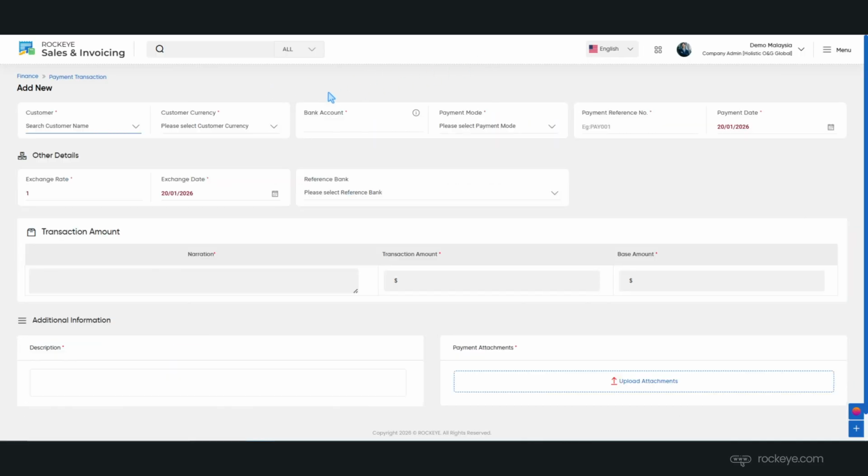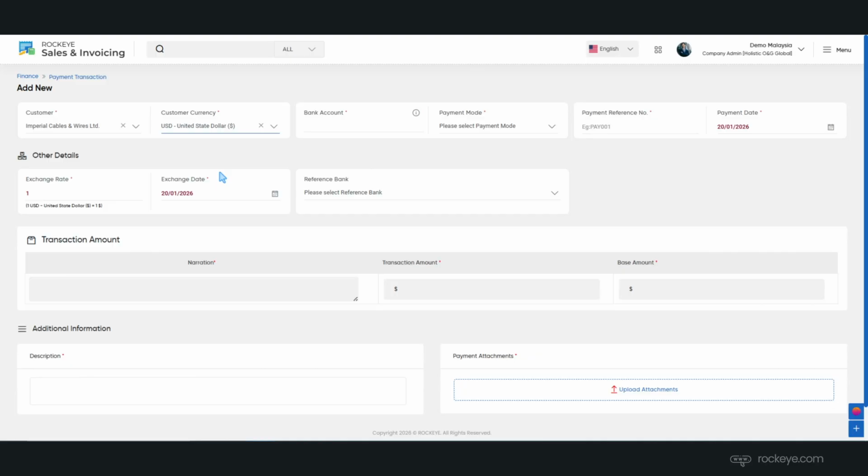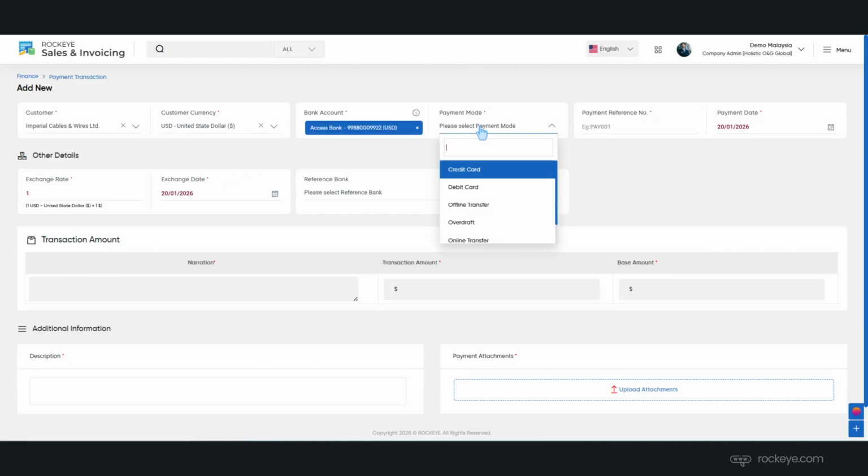Efficient payment entry ensures that customer credit remains accurate and cash flow data is current. Identifying the customer and currency establishes the specific financial parameters for the new transaction record. Selecting the bank account and payment mode ensures that incoming funds route to the correct destination.